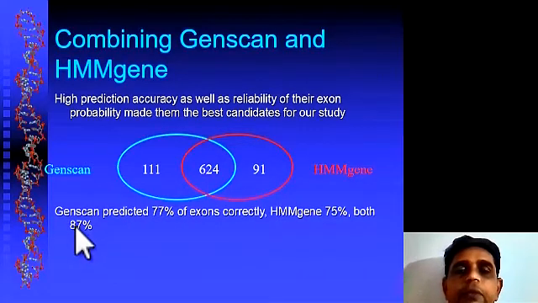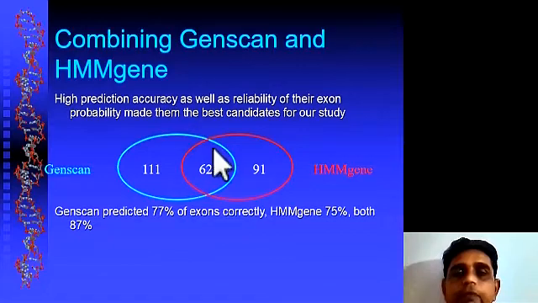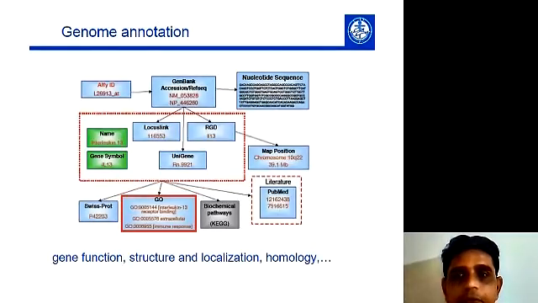This way GenomeScan can predict 77% of the exons correctly, and the hidden Markov model has predicted 75%. But when we take both of these, they are able to identify 87% of the genome. So that way, this 80% is quite a good number. That is the reason that we are going for the combination methods.